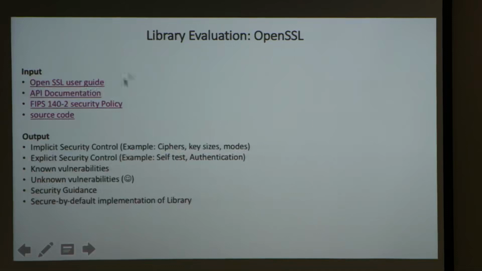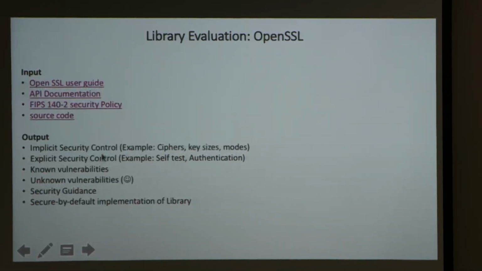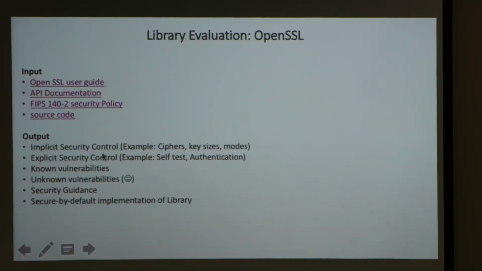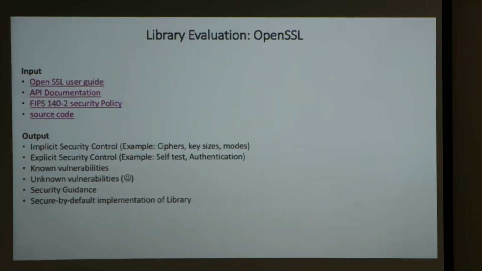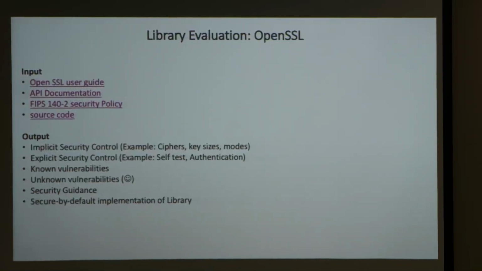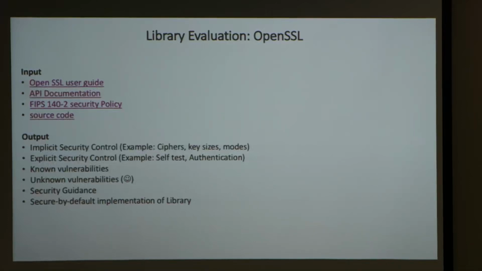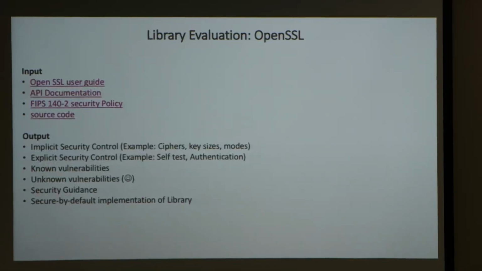What will be the output of this activity? Again, as I said, implicit security controls. In this case, what ciphers, key sizes, and modes are offered by OpenSSL by default? For example, lately OpenSSL does not offer single DES. It's broken, so it doesn't allow it. A few years back, it used to allow it, and it was up to the developer to select it.